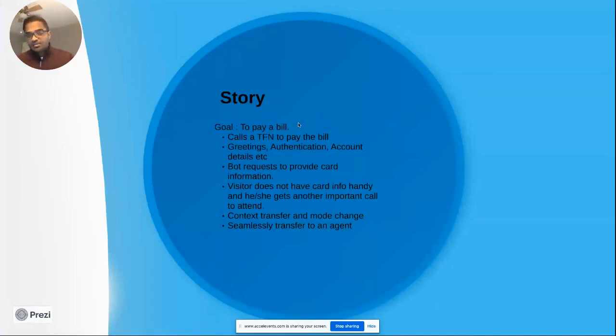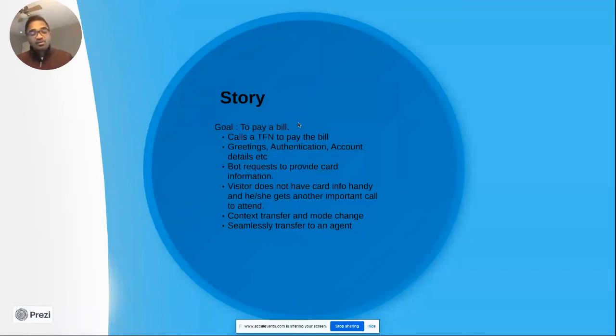And what does the visitor do? The visitor calls a TFN to pay the bill. TFN, as I mentioned earlier, is a toll-free number. Consider a company for whom paying a bill is a very standard process. They have a bot which handles paying the bill. The bot talks to the visitor, greets the visitor, authenticates the visitor, and then asks for certain account details, and the visitor provides the account details, and with those they'll authenticate them, or perhaps in a different way.